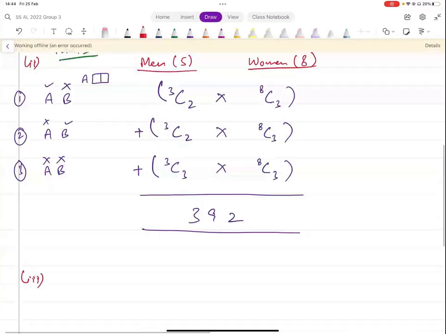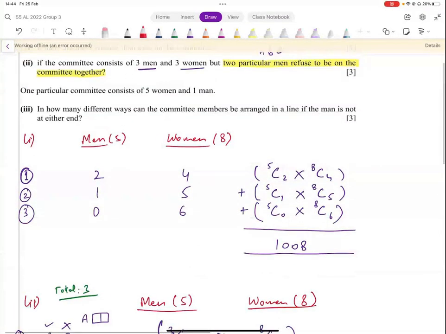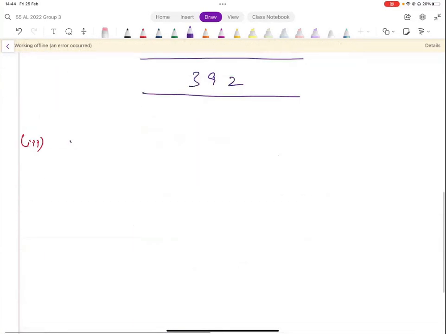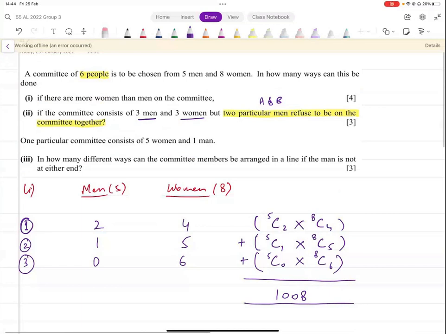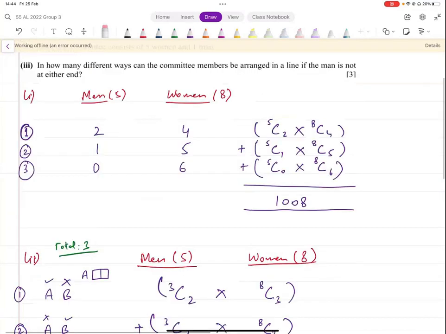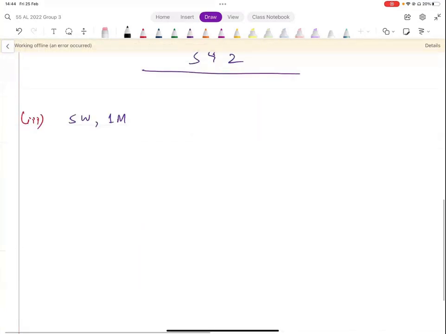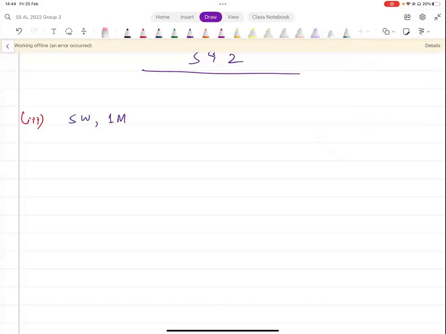Part three. So the committee consists of five women and one man. Okay, so we've got five women and one man. We want to arrange them in a line, and we don't want the man to be at either of the two ends. The man cannot be at any of the two ends. Okay. Now let's think about it. How many places do we have? We've got six places.